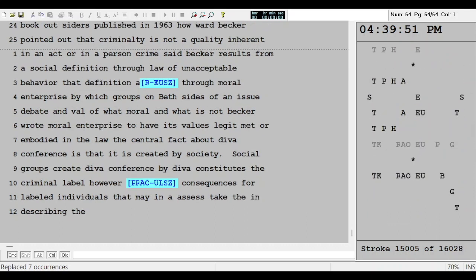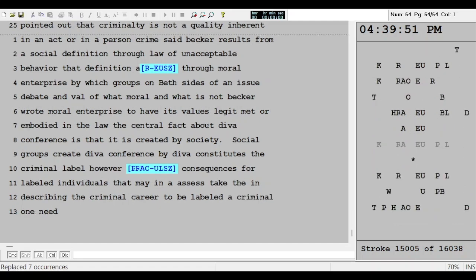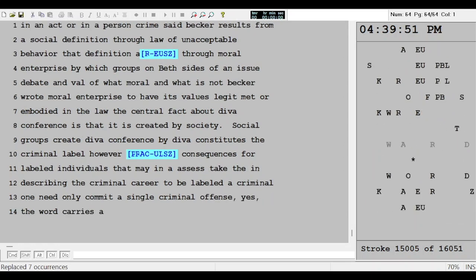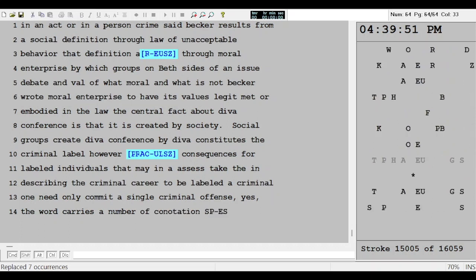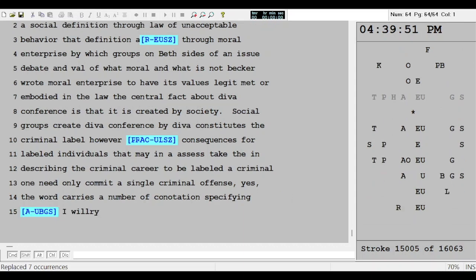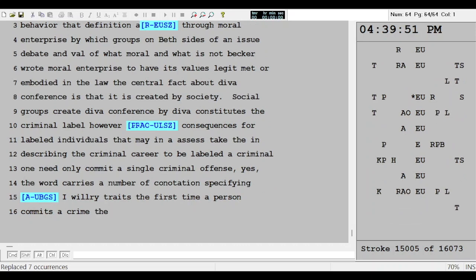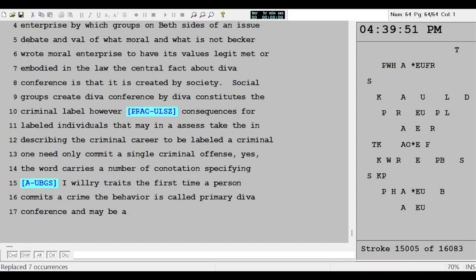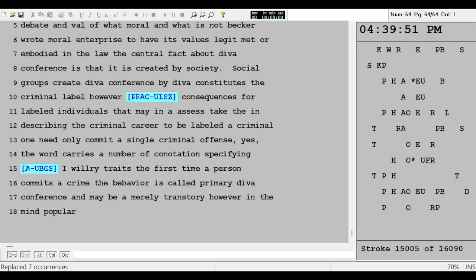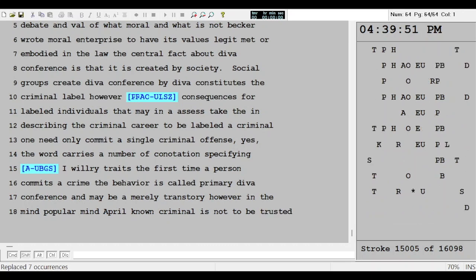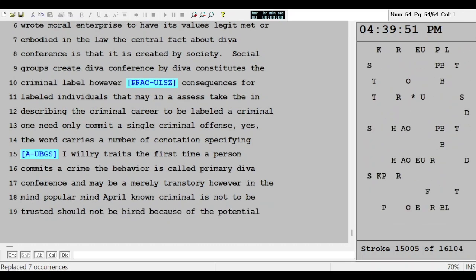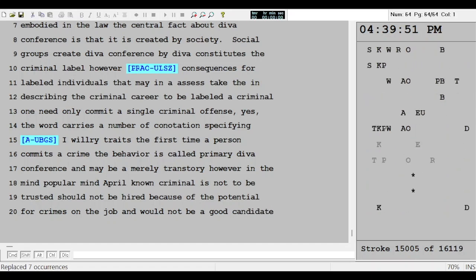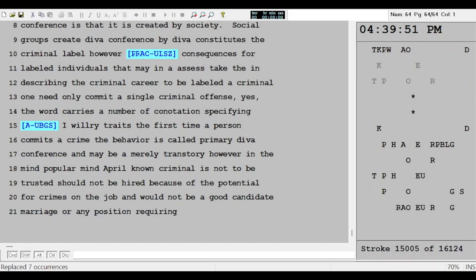In describing the criminal career, Becker wrote, "To be labeled a criminal, one need only commit a single criminal offense, yet the word carries a number of connotations specifying auxiliary traits characteristic of anyone bearing the label." The first time a person commits a crime, the behavior is called primary deviance and may be a merely transitory form of behavior. However, in the popular mind, a known criminal is not to be trusted, should not be hired because of the potential for crimes on the job, and would not be a good candidate for the military, marriage, or any position requiring responsibility.